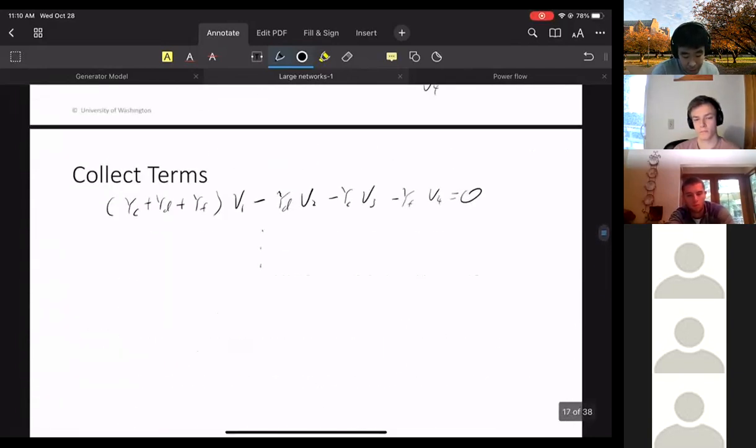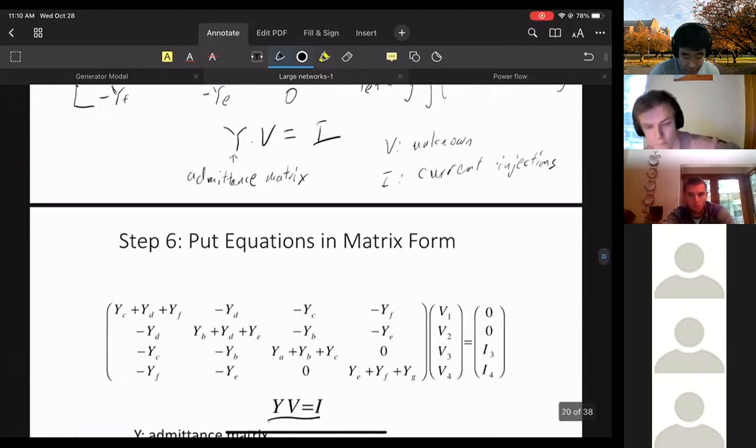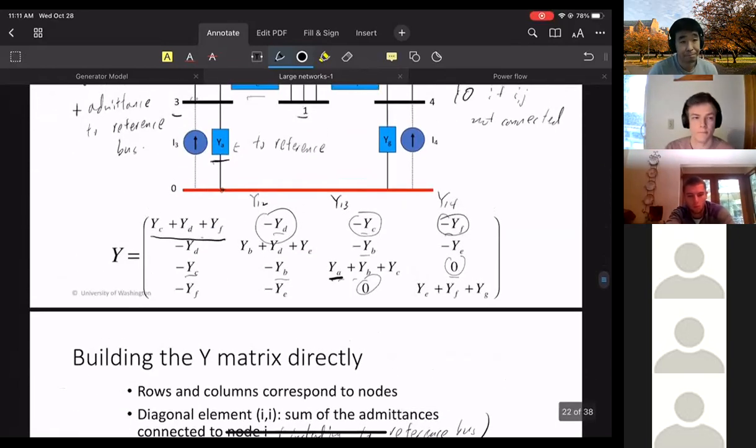The reason this comes from is just when you write out the equations, we're looking at the outflow from bus one. So V1 for bus one always shows up with a positive sign, all the diagonal terms, and other buses show up with a negative sign. This creates a sign pattern in this Y matrix.